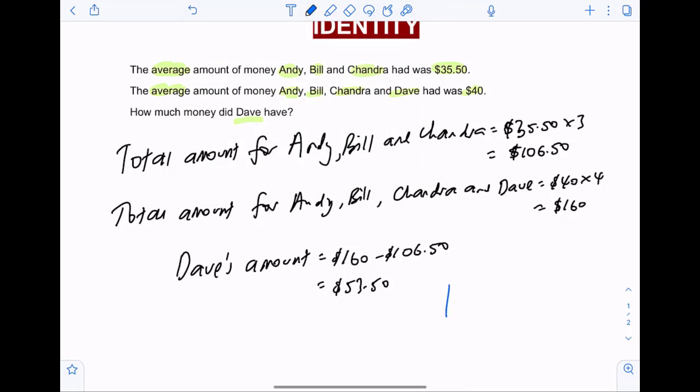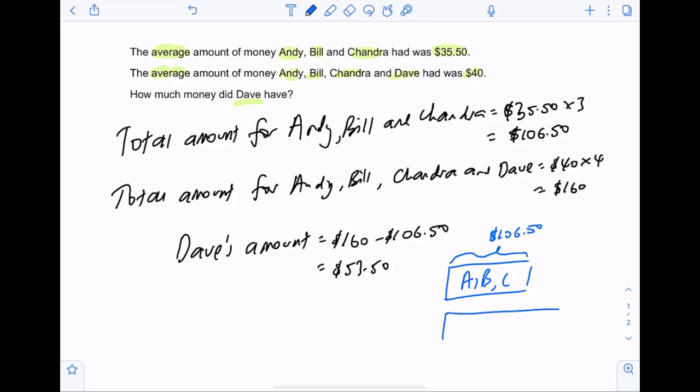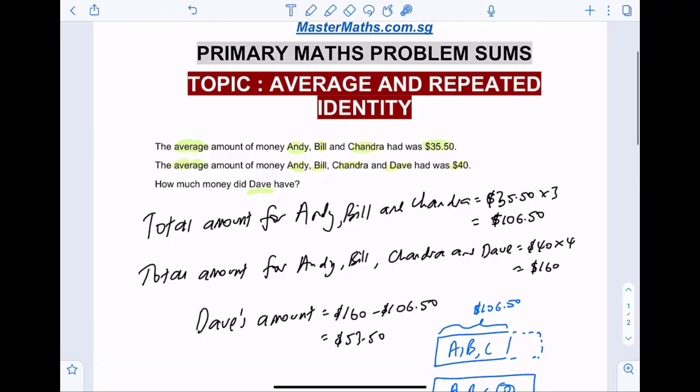Okay, now if you're not sure why it is a subtraction, here let me explain using a model. So we have A, B and C here. We have the total for these people, which is 106.5. And the next statement we have A, B, C and D, which is of course a bigger amount. That will be $160. And the difference between these two will of course be for Dave. That's why we did a subtraction. Final answer for this question, $53.50.